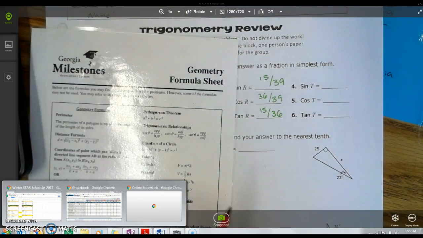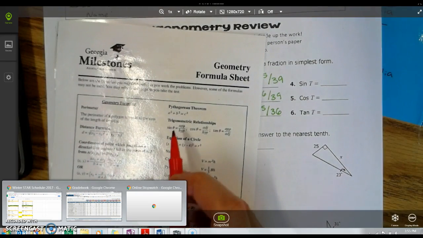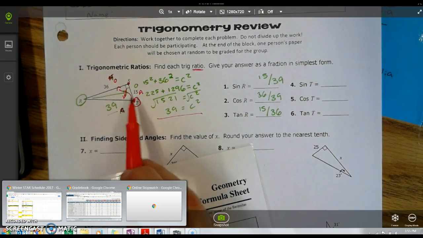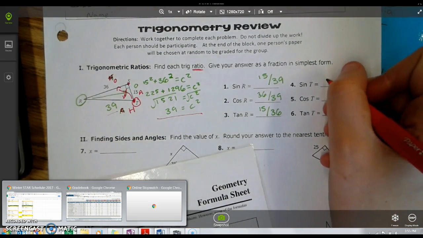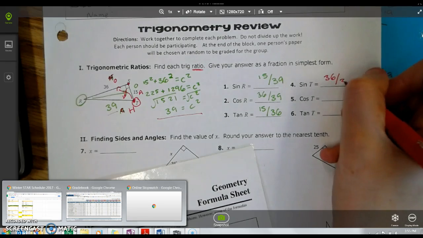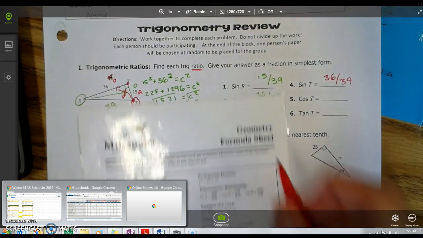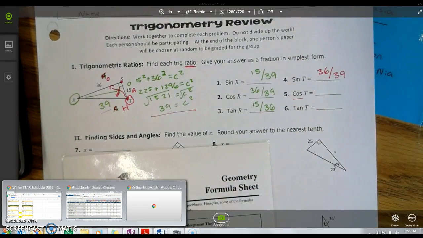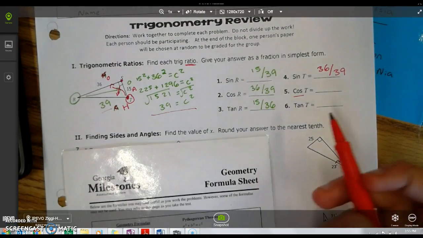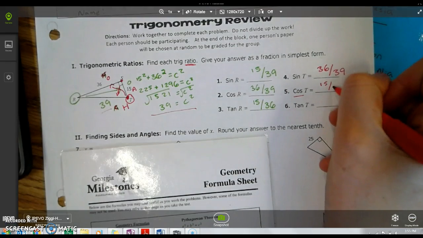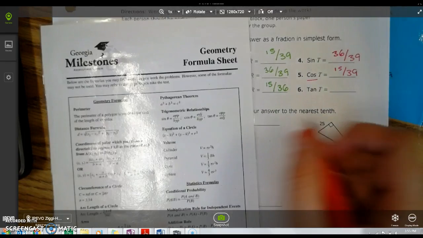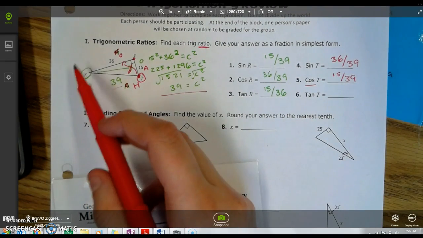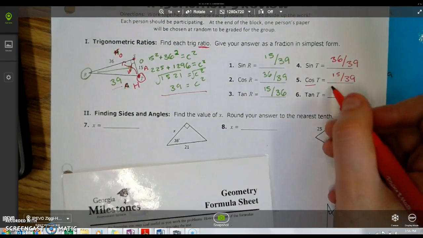I have my equation sheet, which tells me that opposite over hypotenuse is sine, so O over H. Adjacent over hypotenuse is cosine. Here. So we've got 15 over 39. And then finally, tangent is opposite over adjacent. That's 36 over 39.